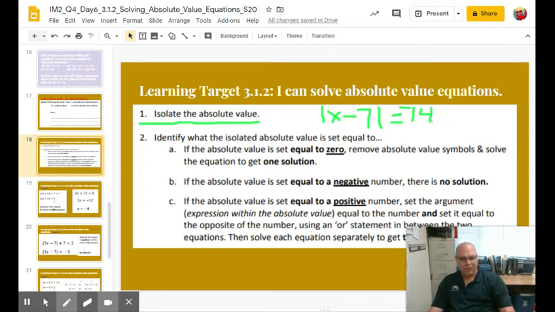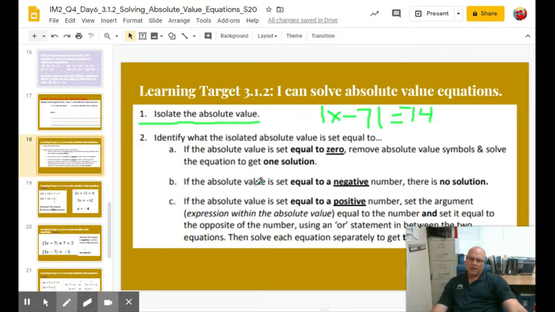Now be careful. I'm going to try to trick you on some of these equations. I might have an equation where it equals negative 14, but then we're going to do something to isolate the absolute value bars. And when we do that, maybe we divide both sides by a negative number. That's going to change that negative to a positive. So you don't want to jump to conclusions just because you see a negative on the right side, unless you've isolated the absolute value bars.